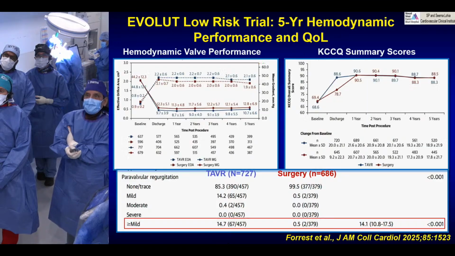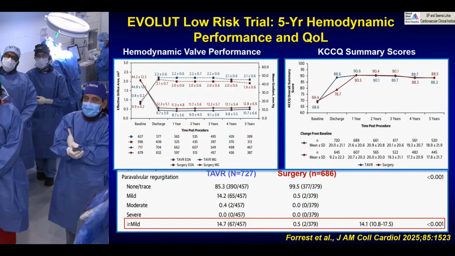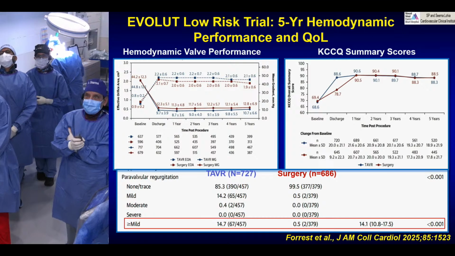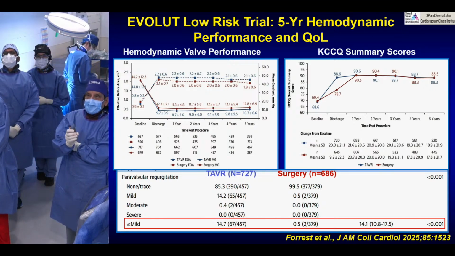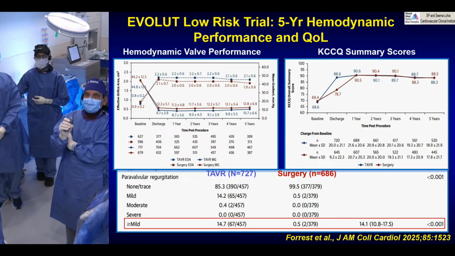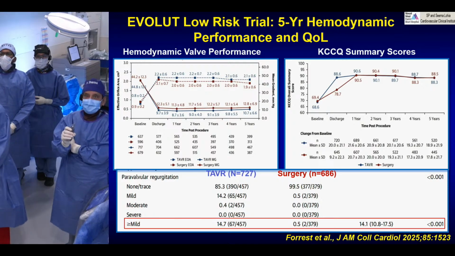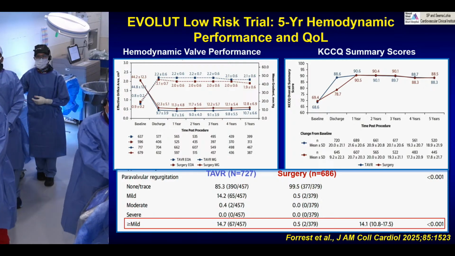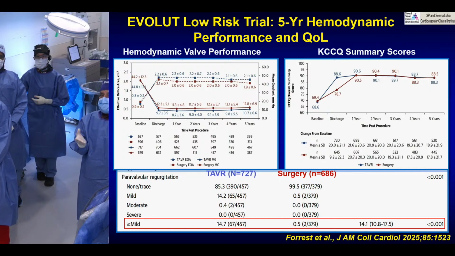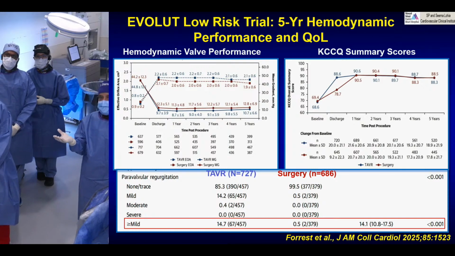These are the individual endpoints. And now, another good thing, and this is a question which you asked earlier, the valve performance. You look at the valve performance, actually the hemodynamics, the valve area was 2.1 at 5 years compared to 1.9 with surgery. Very simple. Why? Because 29mm was the valve in the TAVR group, and it was a 23mm valve in the surgery.